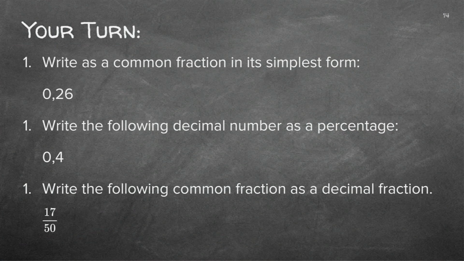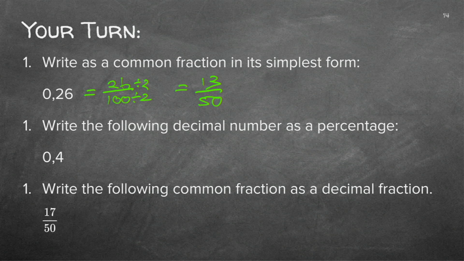These are actually very simple. Write as a common fraction in its simplest form. So what is 0,26? It is 26 over 100. So can we make this smaller? Remember, the minute we've got even numbers, we know we can go smaller. We can at least divide it by 2. So let's see. Divide by 2 is going to give us 13 over 50.